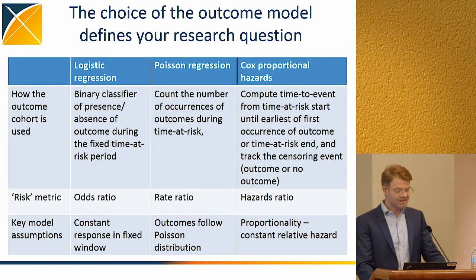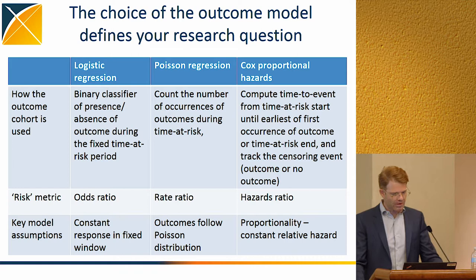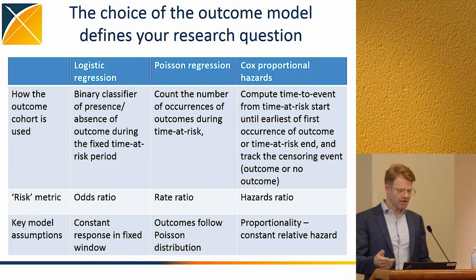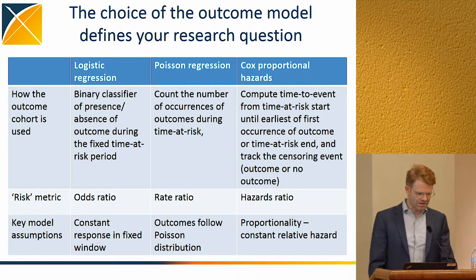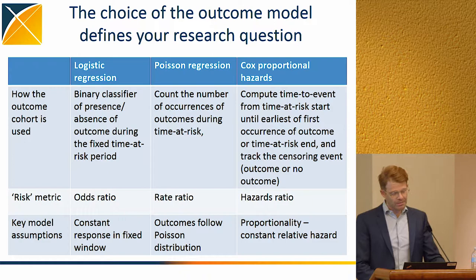Lastly, the outcome model defines your study. Are you looking for the presence of an event during some fixed period? Are you looking at counts or are you looking at time to event? Depending on the question at hand, you would decide whether to use a logistic or a Poisson or a Cox proportional hazards model. And then they each have their own set of assumptions, basically proportionality in Cox models and the fixed window for logistic regression.